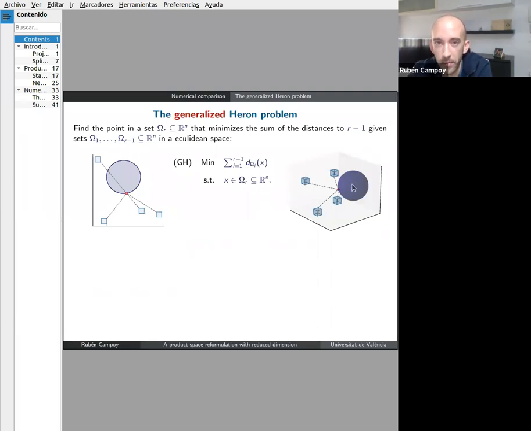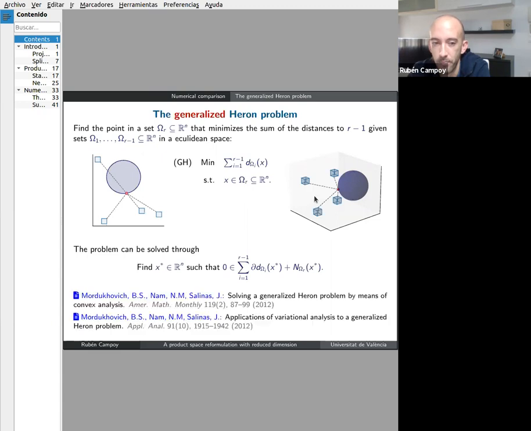This problem can be equivalently solved by the monotone inclusion of finding a zero in the sum of the subdifferentials of the sets plus the subdifferential of the indicator function of the feasible set, which is the normal cone. So this is a monotone inclusion defined by R operators. Okay, 1 for the ball and R minus 1 for the squares. And this is a problem that was proposed and solved by Mordukhovich, Nam, and Salinas in this couple of papers with modern convex analysis tools. In fact, they implemented a Douglas-Rachford type algorithm for solving it.